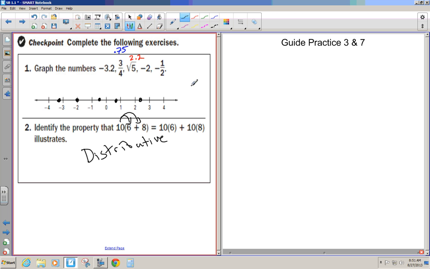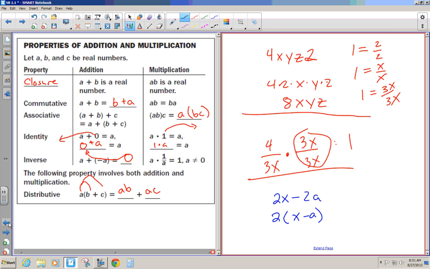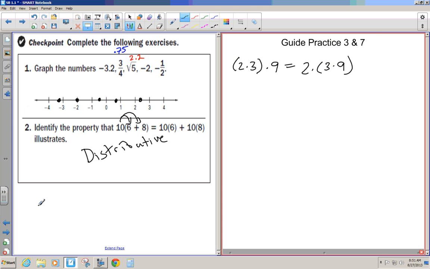All right, let's jump on over to the guided practice. I said I would do some of these for you. Number 3 asks you to identify the property. 2 times 3 times 9 equals 2 times 3 times 9. So if you scrolled back to your notes here, and look at these properties, this is dealing with multiplication and the order in which you multiply. So for number 3, you should be dealing with the associative property.